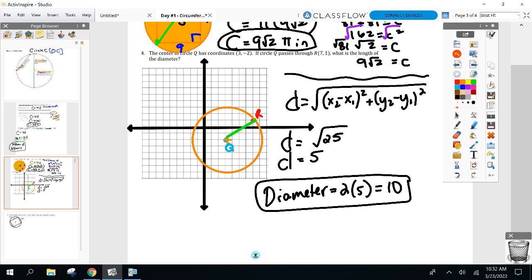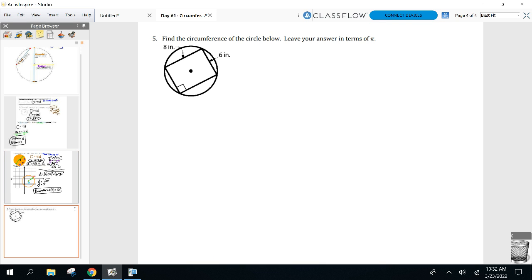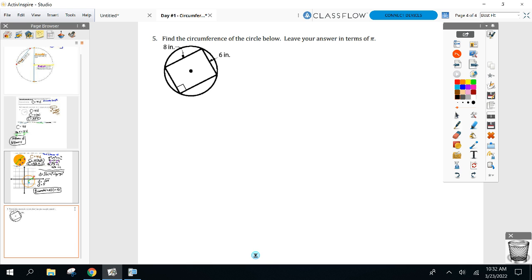You are on your own for this last one. I want to walk around and see what you can do. And yes, you can assume it's a rectangle. Leave your answer in terms of pi.